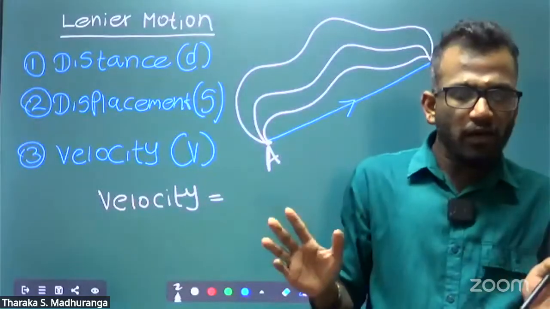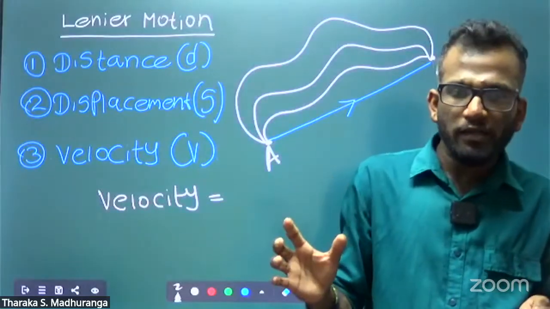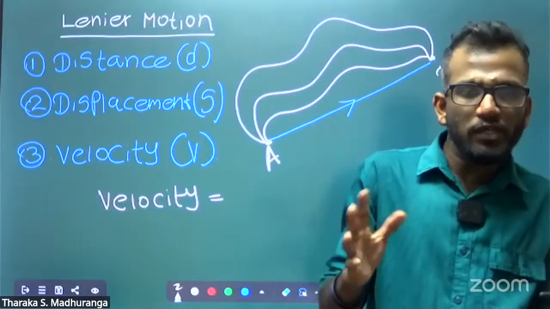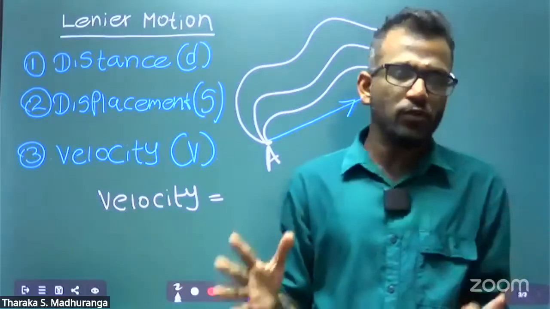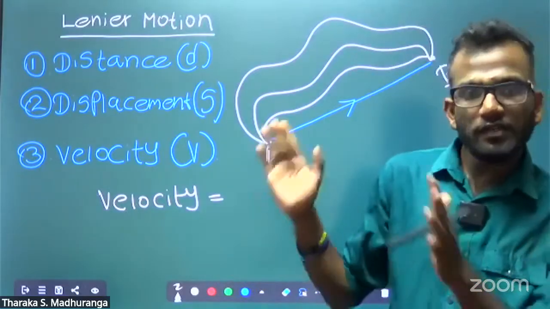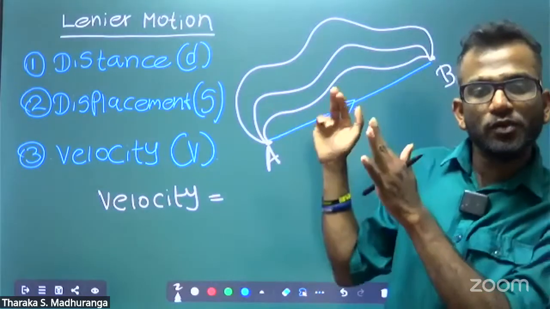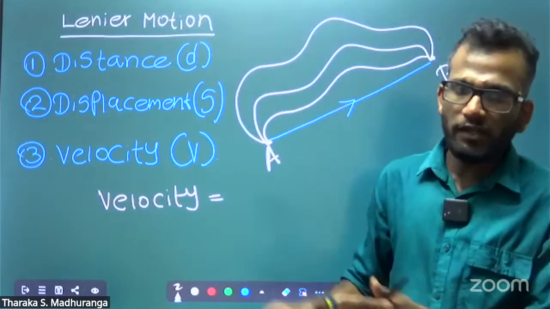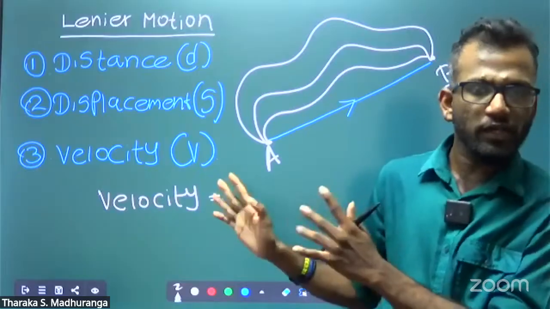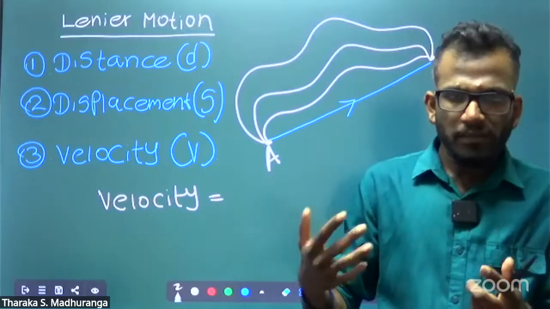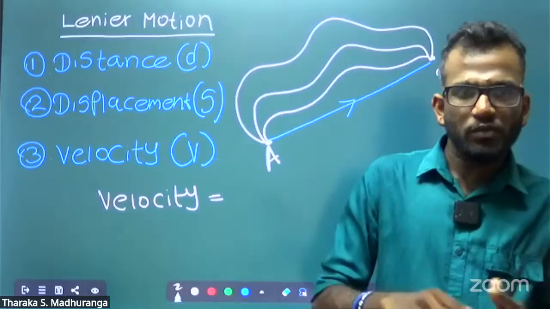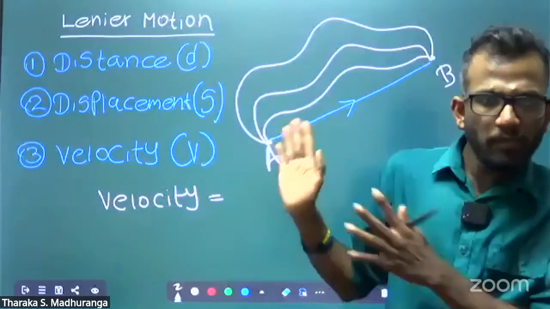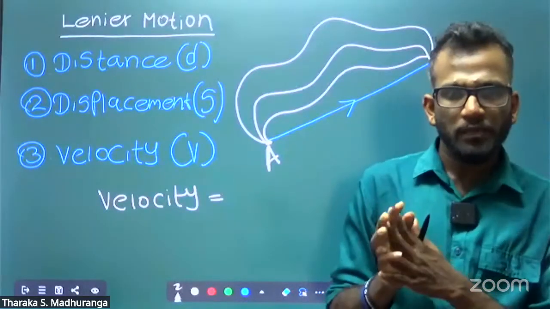Our lesson today is a very new part. It is something you never learned before. We're going to discuss the physical quantities in rotational and circular motion. Linear motion is what you already know from O level, and I think you learned about it around grade 7 to 8.